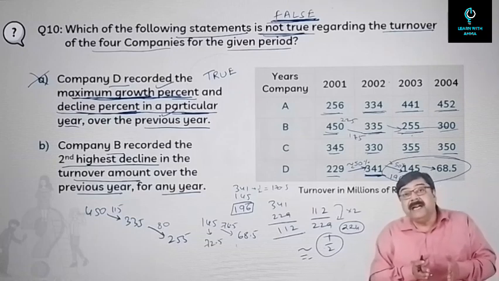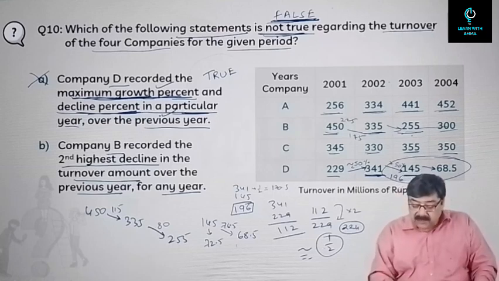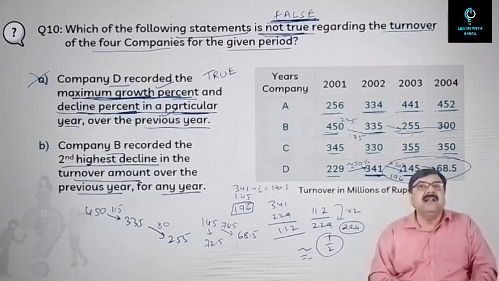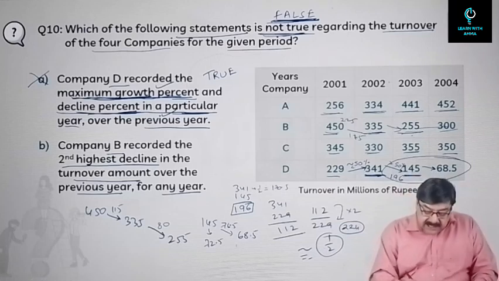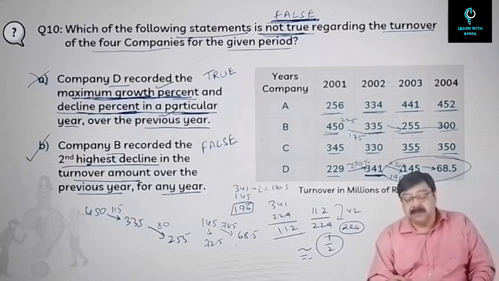So for company D, there are two declines which are more than 50%. One is from 341 to 145 and the other is from 145 to 68.5. So the second highest decline will also happen for company D, but not for company B. So the statement given here in choice B happens to be false and hence should be our answer because we are searching for a statement which is false.